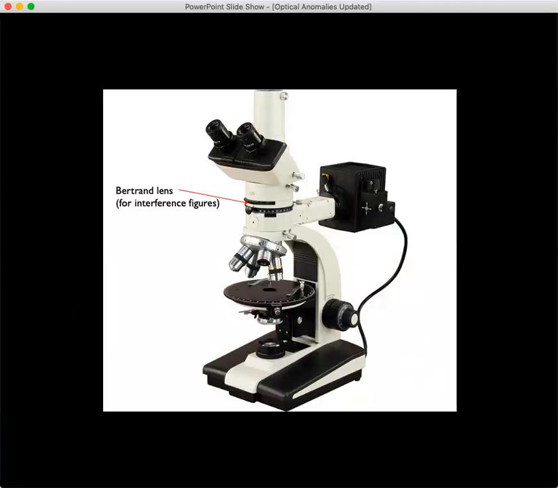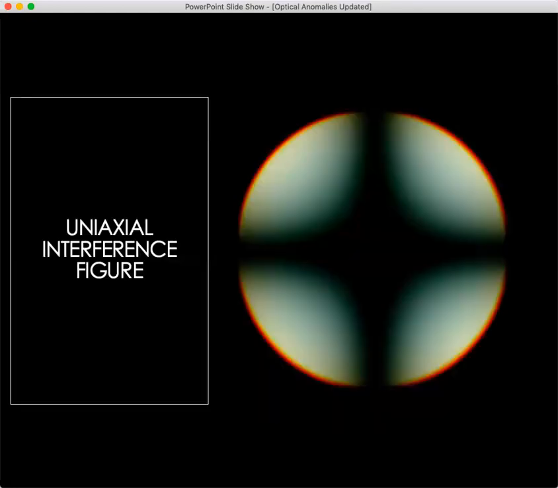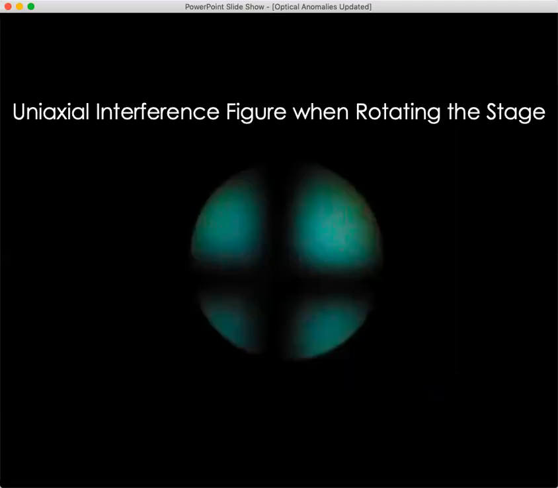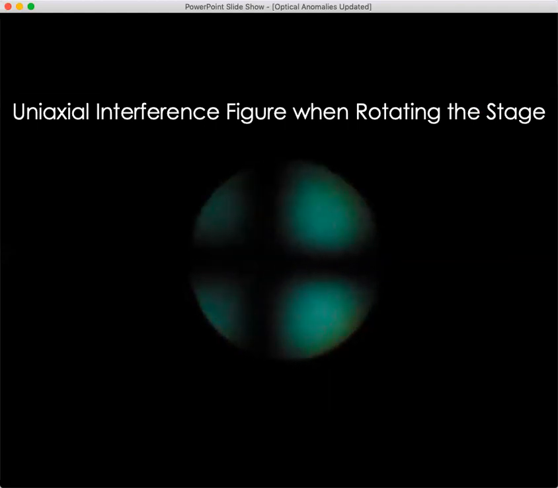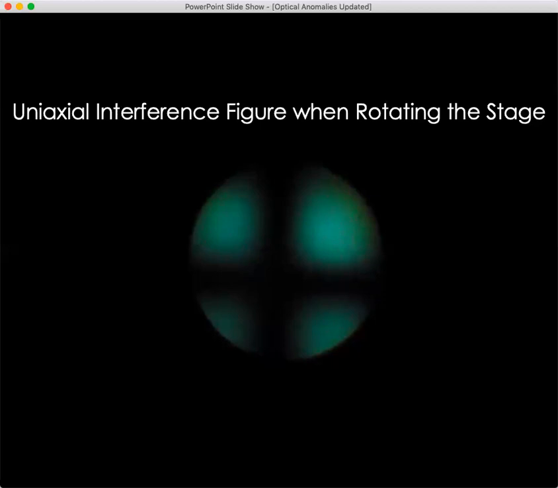An additional feature we can see in cross polars is an interference figure. By inserting the Bertrand lens on a microscope, we can see interference figures from anisotropic minerals. The first interference figure one can see is a uniaxial figure. A crystal in the hexagonal or tetragonal system will have a uniaxial figure like the one shown here. In this animation, you can see the interference figure as the stage is rotated. The arms of the figure, referred to as the isogyres, maintain their cross formation as you rotate the stage.